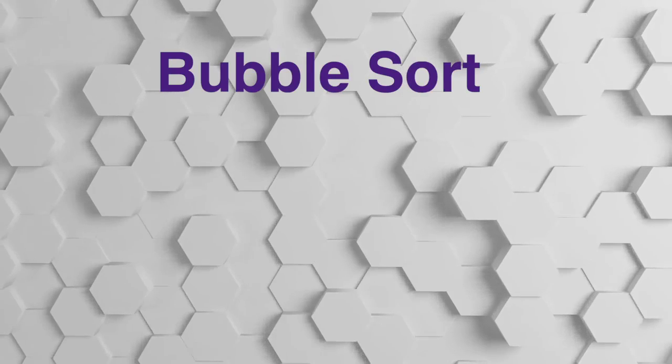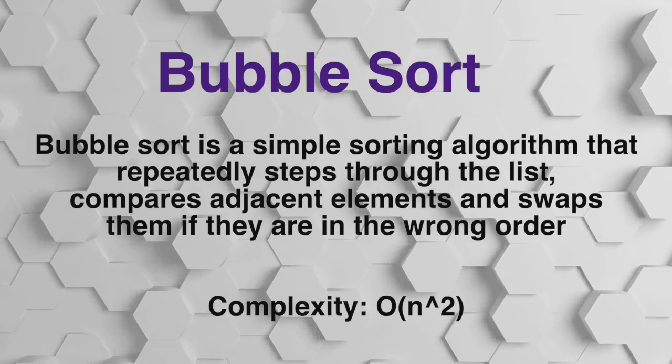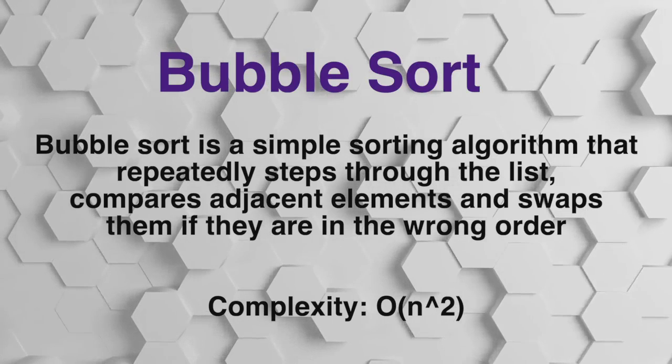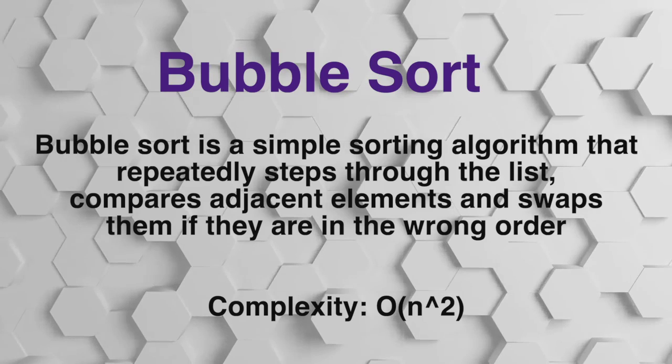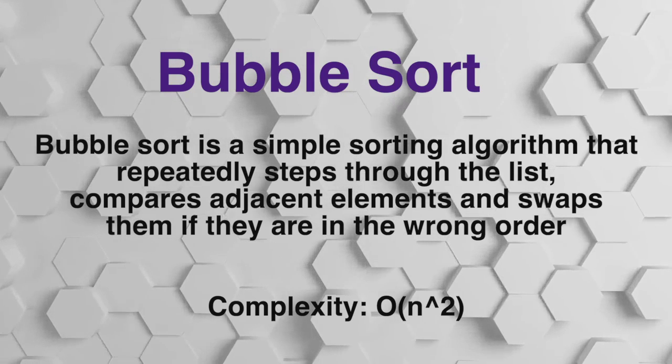Bubble sort. Bubble sort is a simple sorting algorithm that repeatedly steps through the list, compares adjacent elements, and swaps them if they are in the wrong order. The pass through the list is repeated until the list is sorted.